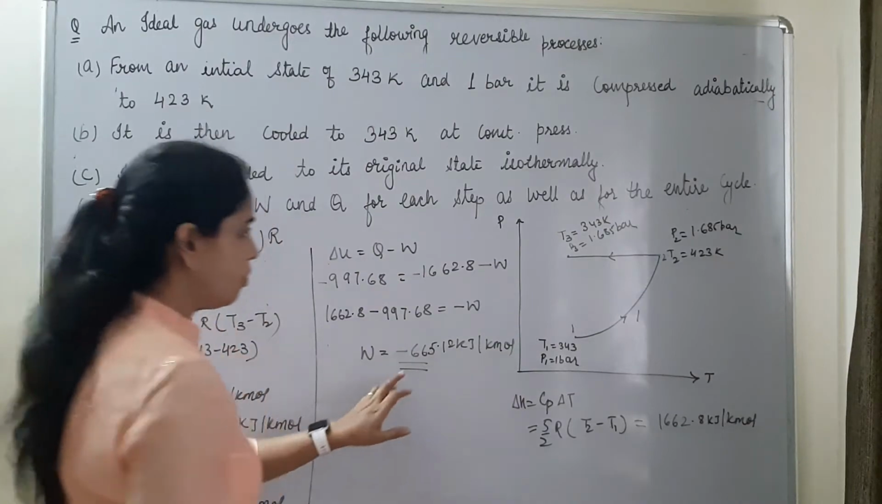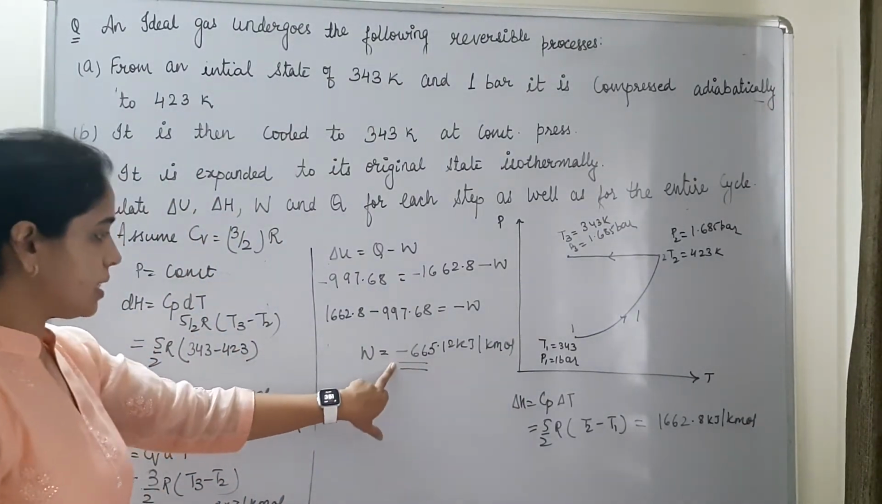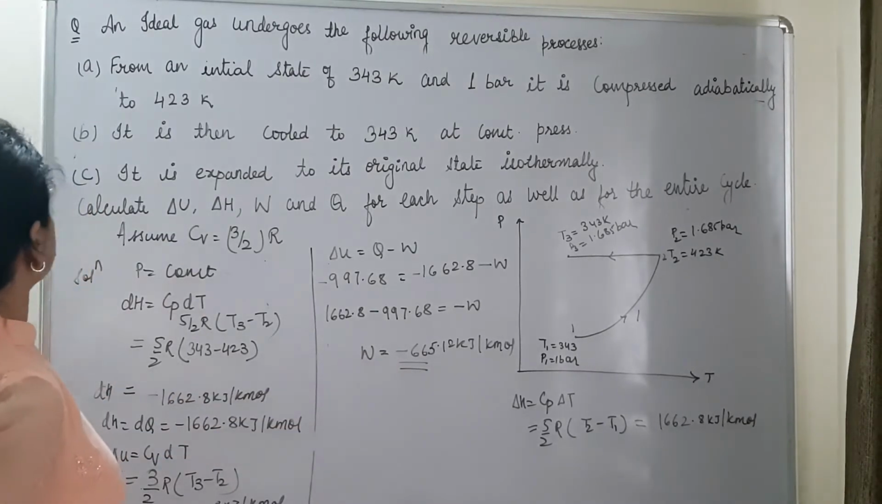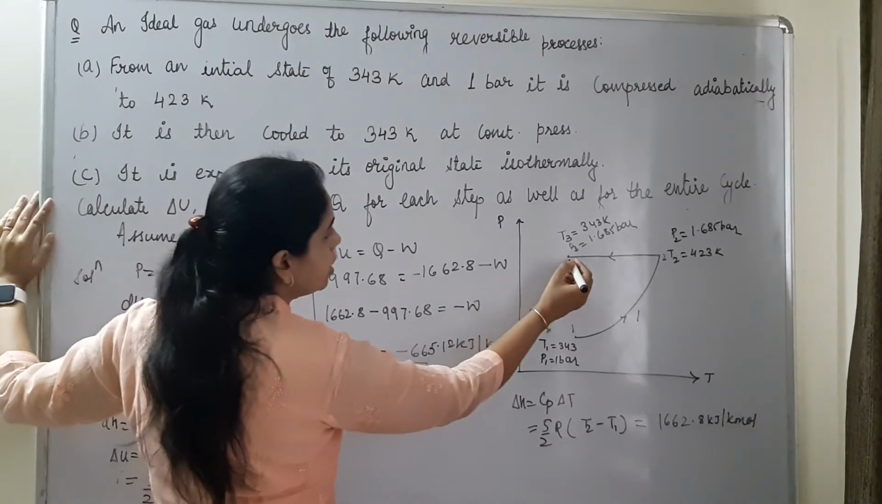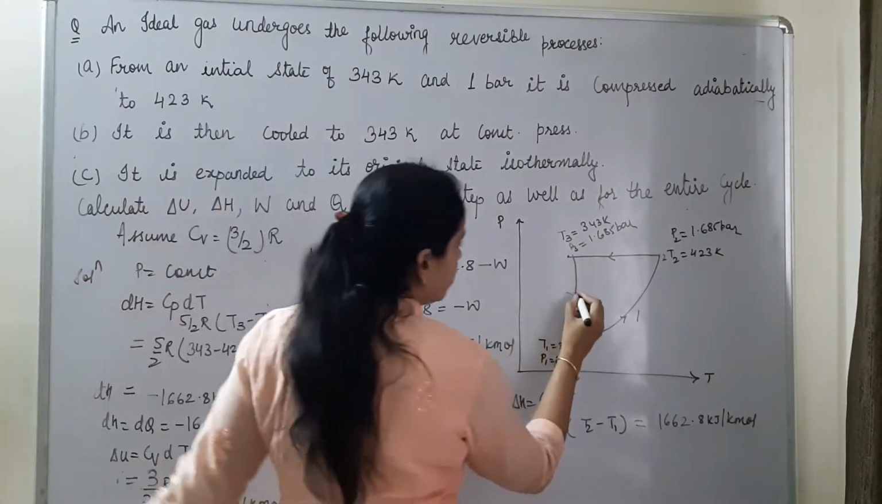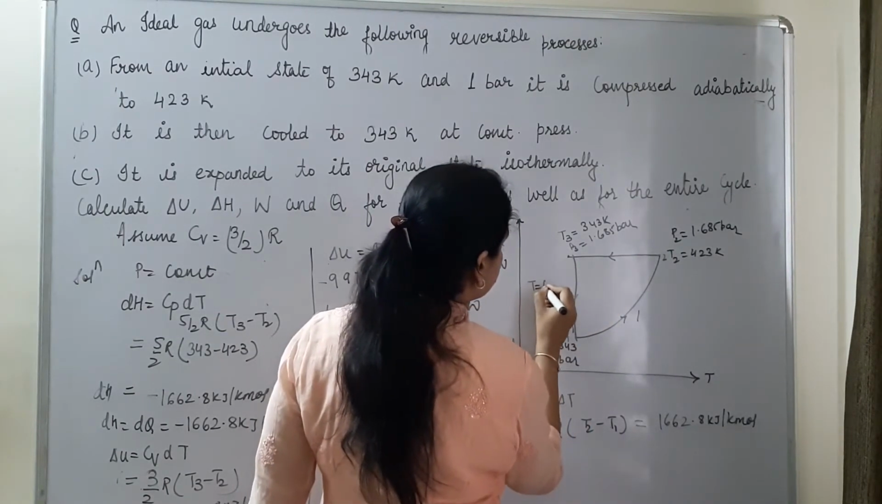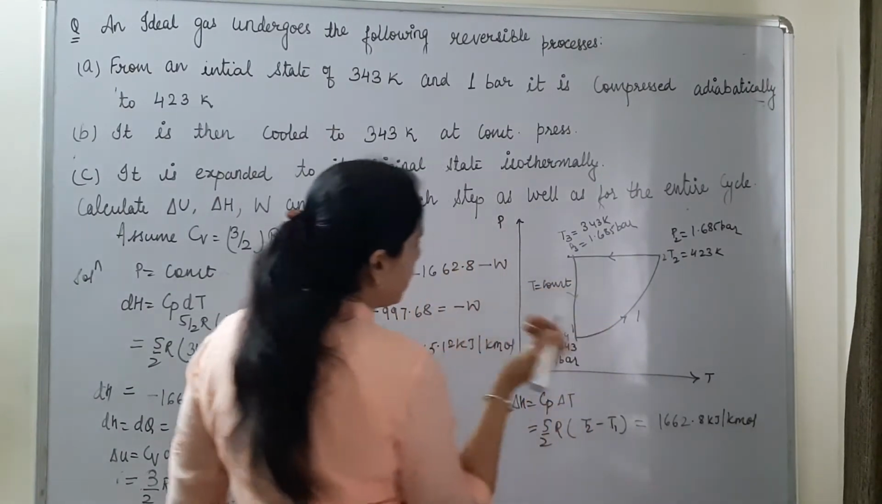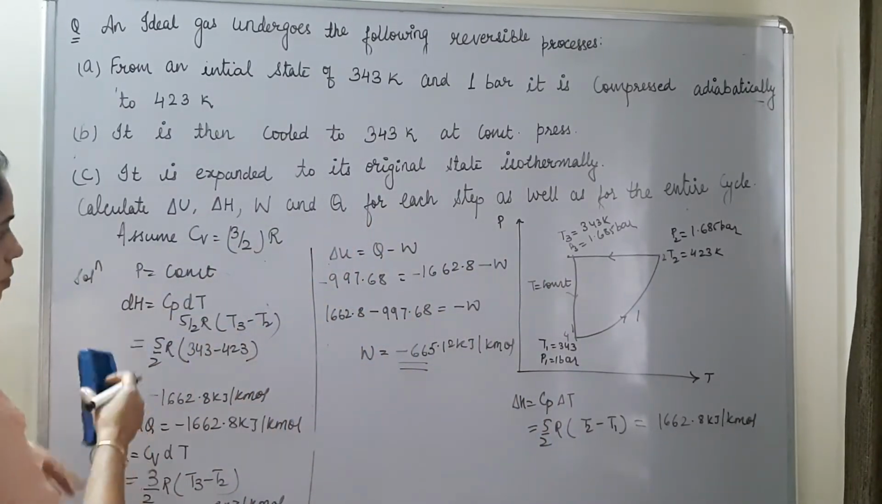Again, work is being done on the system, so the sign is negative. Now let's move to the third part. It is expanded to its original state isothermally. Now the temperature is constant, and it is expanded. So now we again find out all the values.